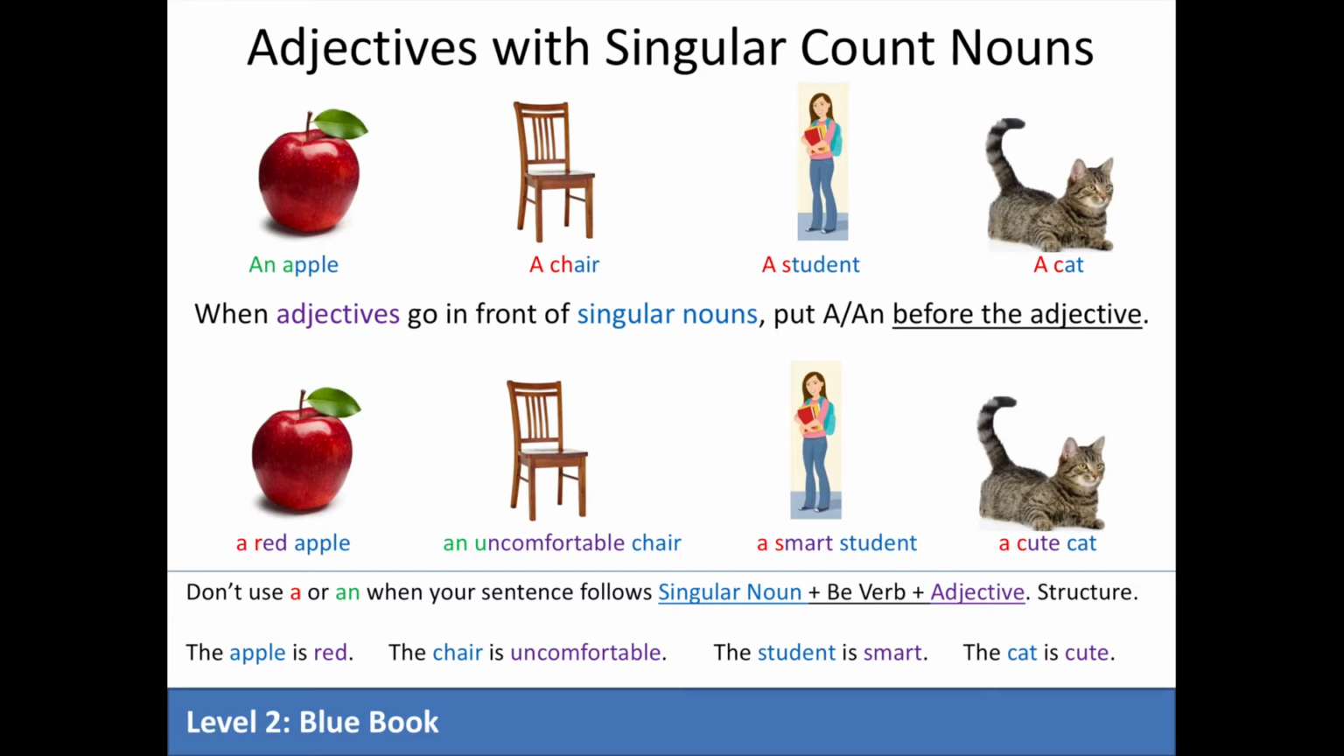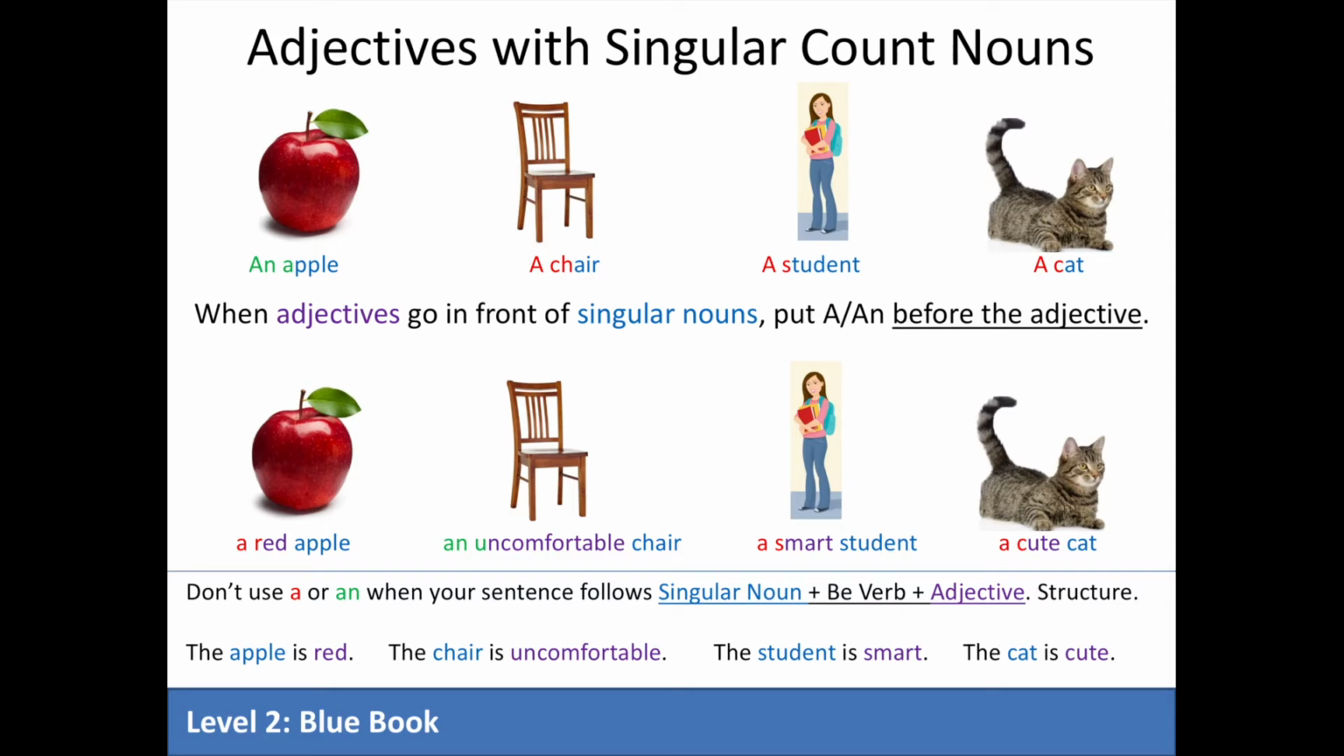A red apple. Again, we have the article, the adjective, red, and the noun, apple. An uncomfortable chair. Article, adjective, noun. A smart student. Article, adjective, noun. A cute cat. Article, adjective, noun.